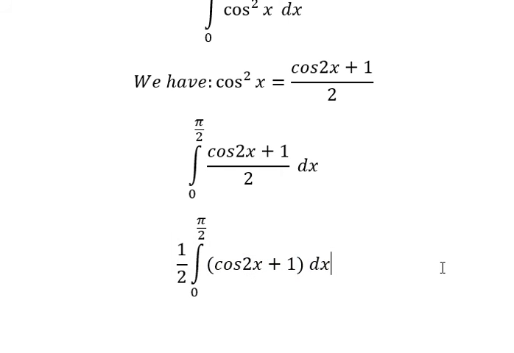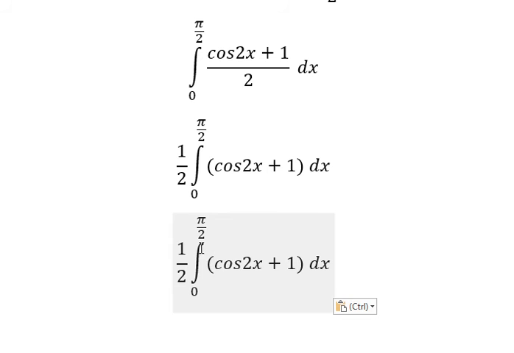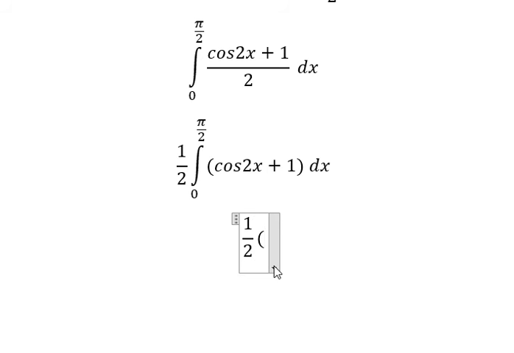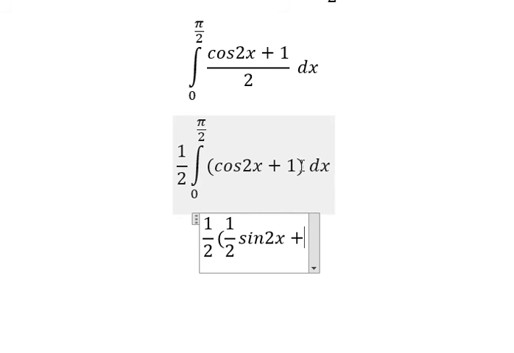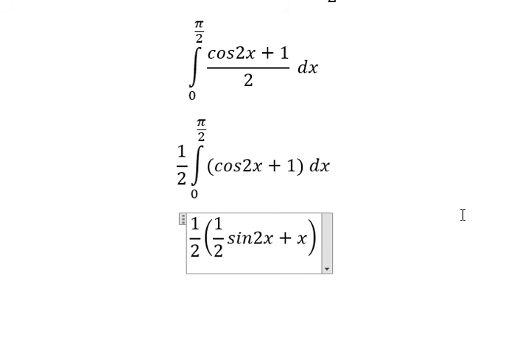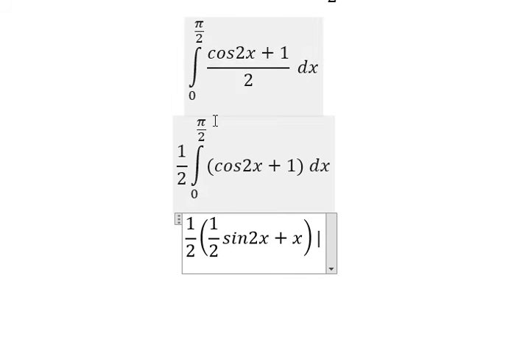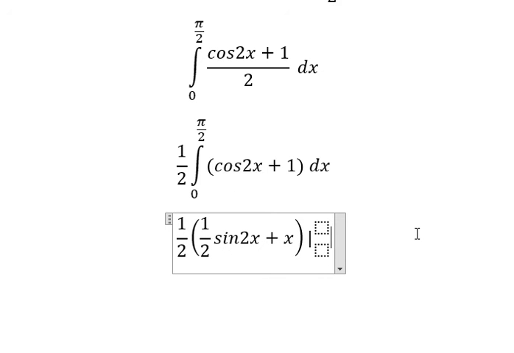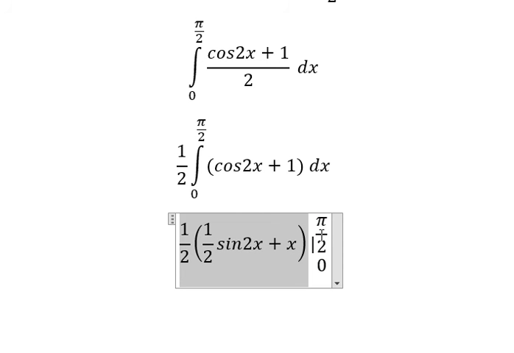Next, the integration of this one, we will have about 1 over 2 sine 2x. Number 1, that's about x. And we put the bounds from 0 to b over 2. So I will put b over 2 going here, number 0 going here.